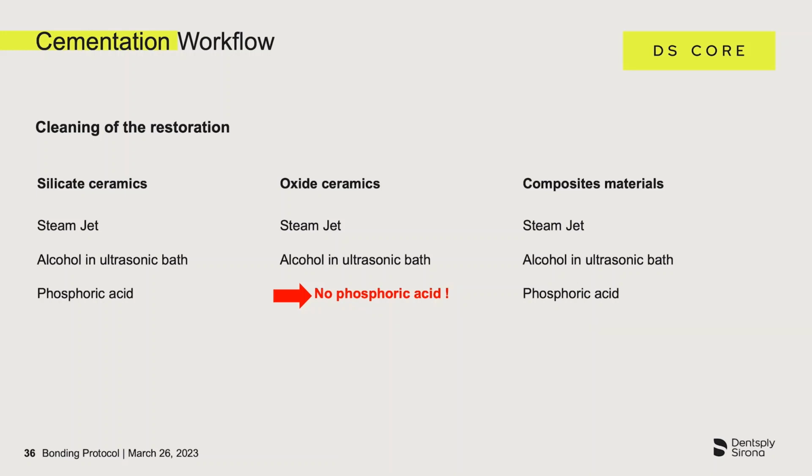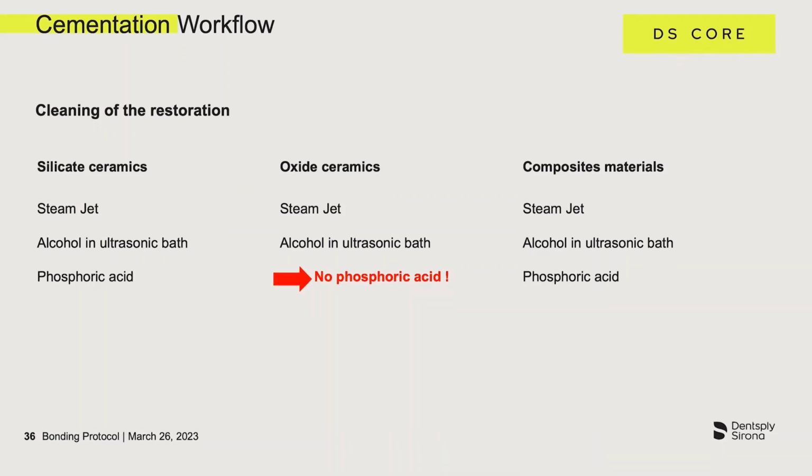Basically, the cleaning of all materials can be done with a steam jet device or in alcohol in an ultrasonic bath. Cleaning with phosphoric acid is also recommended for silicate ceramics and composite-based materials. It is important to note that zirconia should never be cleaned with phosphoric acid. This leads to a deterioration of the adhesive bond.